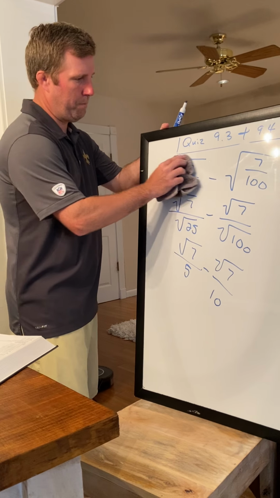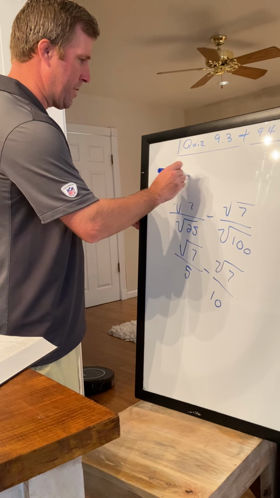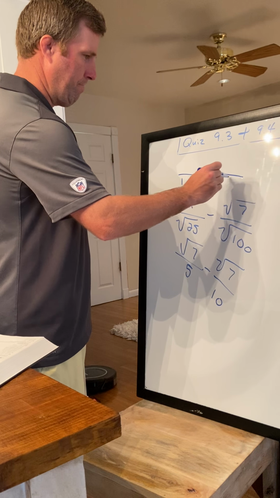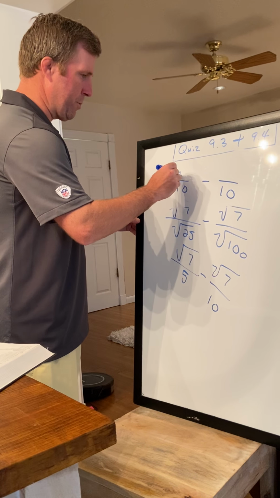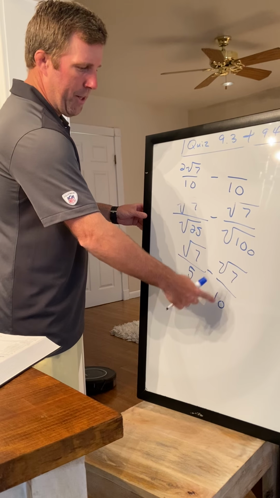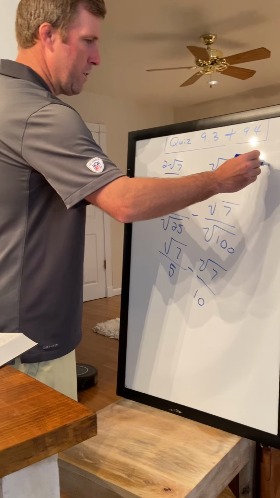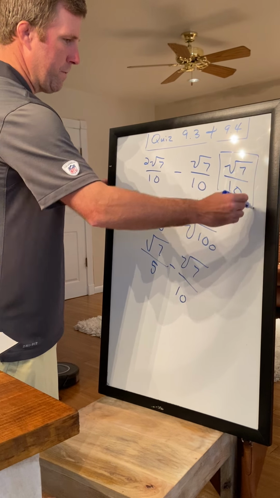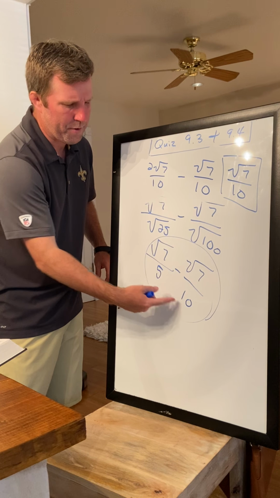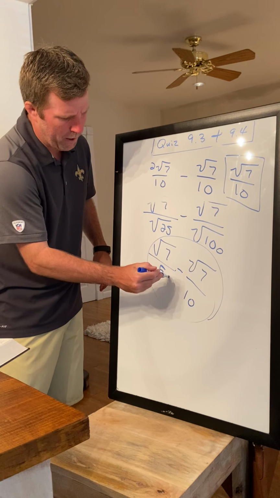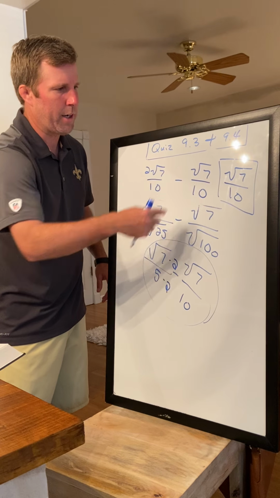So, to find a common denominator, the common denominator is going to be 10. You have to multiply this one by 2 to get 2 times the square root of 7 over 10. And this one already had a common denominator of 10. Subtract straight across, and we get square root of 7 over 10. Okay? So once we got here, this was just like a regular fraction where we have to find a common denominator. And I had to multiply this one by 2. So that's how I got this. Now that they had the same denominator, I went straight across. Okay?